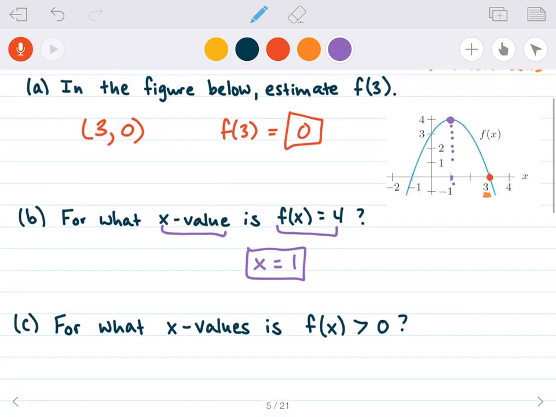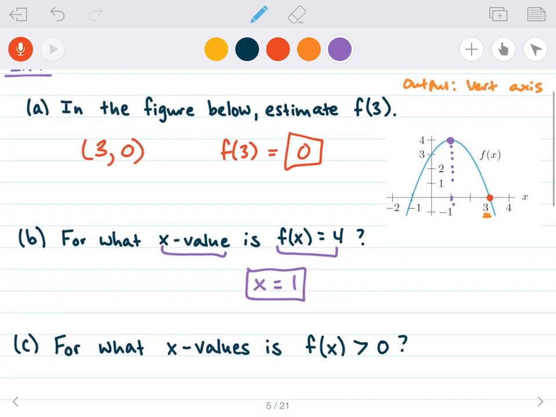And the last question says, for which x values is f of x greater than 0? Or another way of saying this is, for what x values is f of x positive? Alright, so where is f of x positive? That's going to be when the height is positive, right? And the only place the height is negative is right here, and right here. So the height is positive anywhere else except those little red pieces.